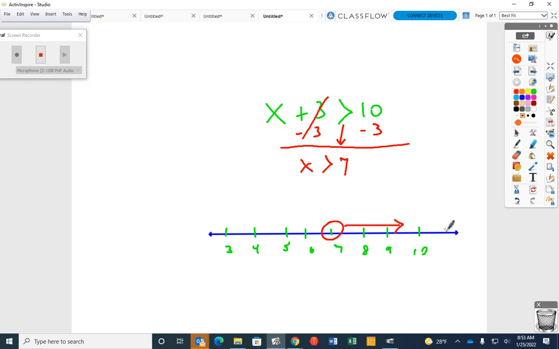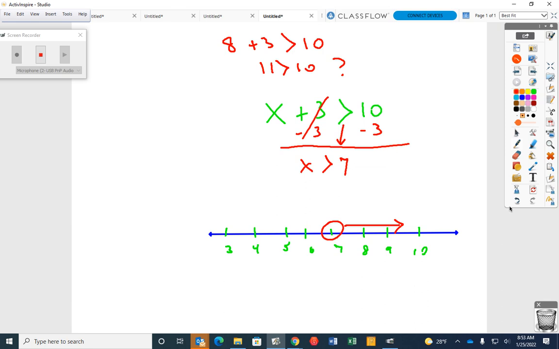8.5. Let's just say 8. Okay? And we're going to plug in 8 for x. 8 plus 3 is greater than 10. What's 8 plus 3? 11. Is 11 greater than 10? Yes. So did we choose the correct direction? Yes, we did. Okay, do we understand this now?